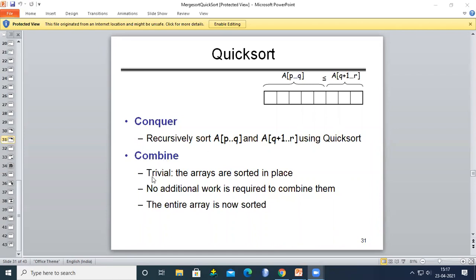So combine is trivial, the arrays are sorted in place. That is in-place sorting. In-place sorting means we do not require any external memory. Only at that particular place, whatever memory is given for that particular array, at that place you can sort the elements. So no additional work is required to combine them. The entire array is now sorted.